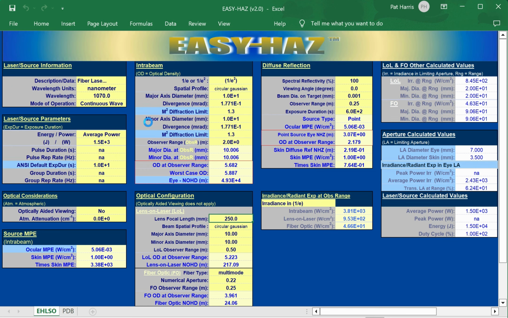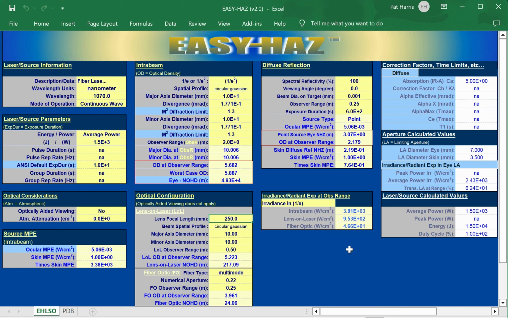We'll set this back. Let me see if there's anything else we want to mention here. I think we've pretty much covered everything. So I think that's about it. You can see how we can easily characterize a fiber laser completely, from the fiber output all the way to the output to the work piece going through the focusing lens, and we can do it all in one analysis.